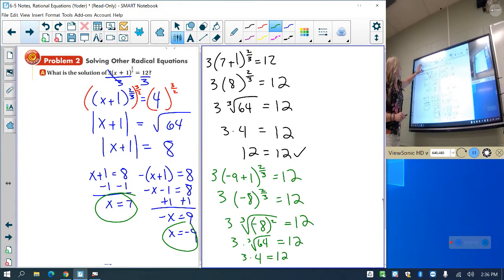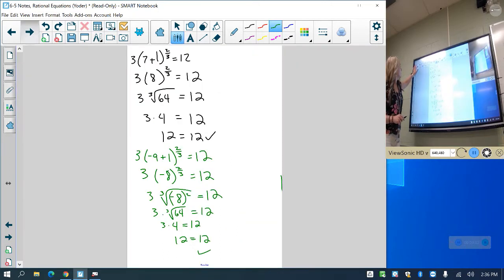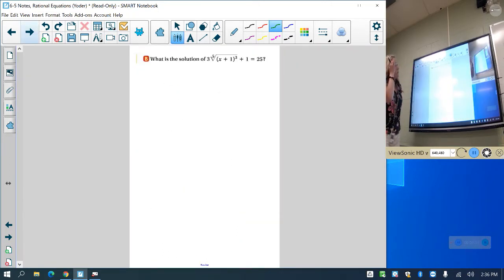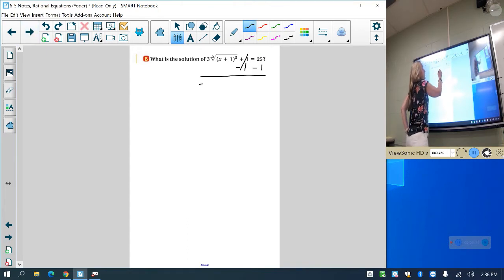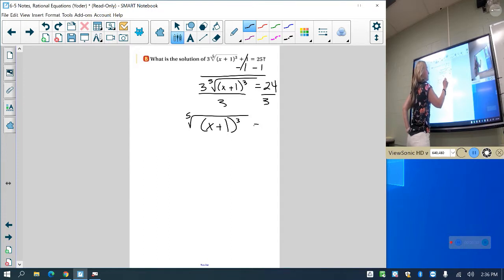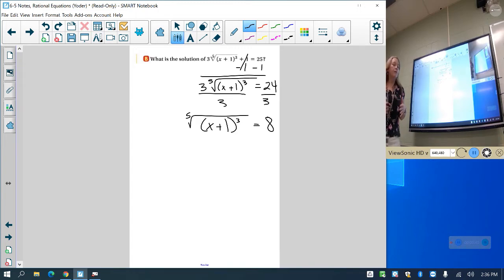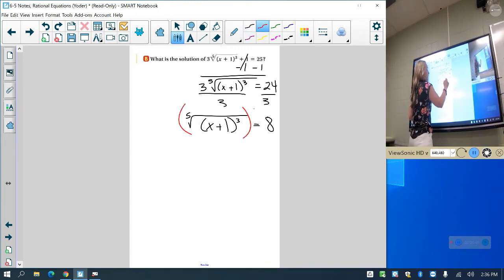Let's try another example. What is the solution? Well, first thing I have to do is isolate the 5th root here. So I have to get rid of the plus 1 and the divided by 3. So we're going to subtract 1 from both sides. So I have 3 times the 5th root of x plus 1 cubed equals 24. Divide by 3. So I have the 5th root of x plus 1 cubed equals 8. Now what's the opposite of 5th root? 5th power. So we're going to take both sides to the 5th power.